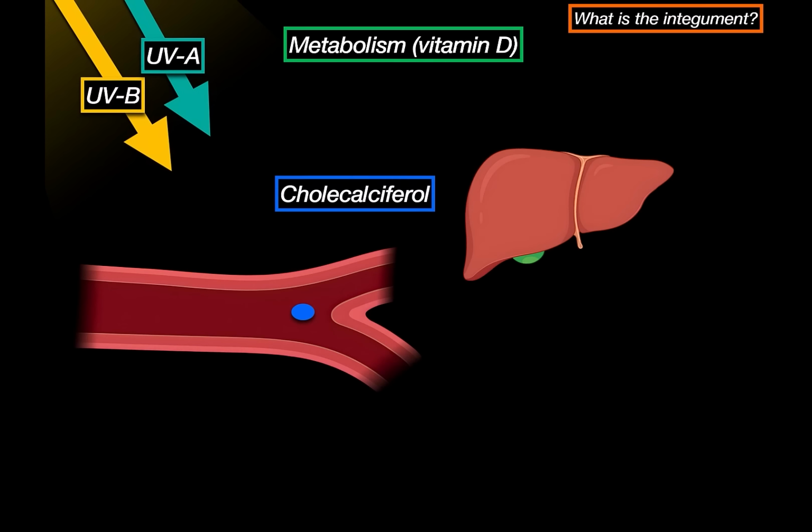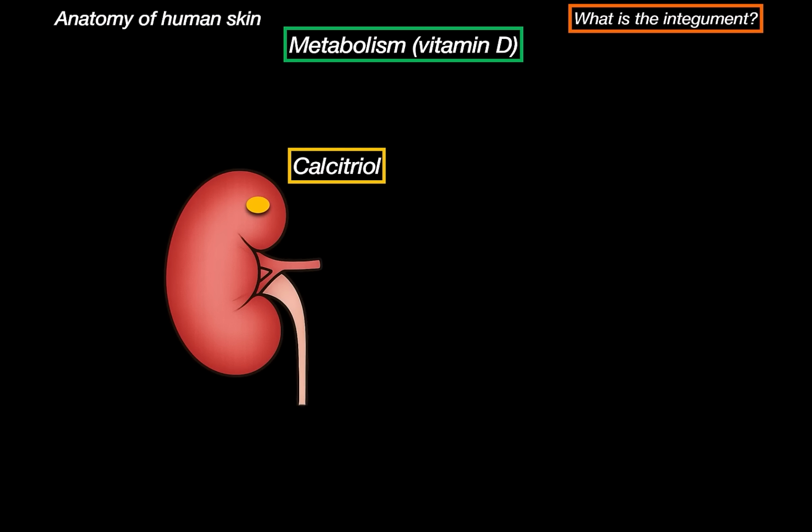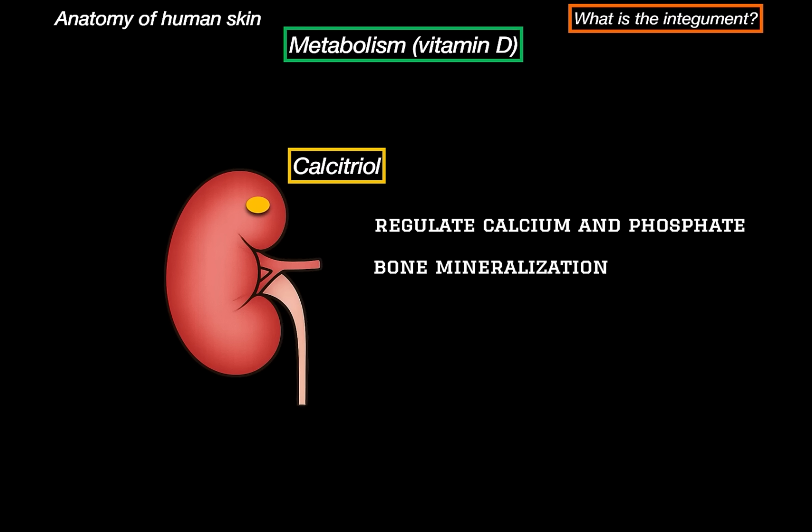This vitamin D enters the bloodstream and is then carried to the liver, where it is converted to 25-hydroxyvitamin D, and then to the kidneys, where it is converted into 1,25-dihydroxyvitamin D, also called calcitriol. Calcitriol is the active form of vitamin D, which acts as a hormone that helps regulate calcium and phosphate balance and support normal bone mineralization.